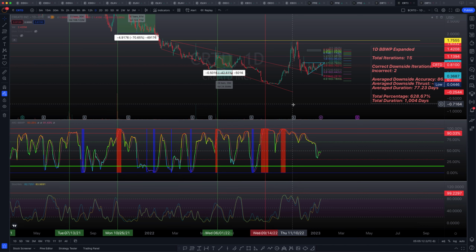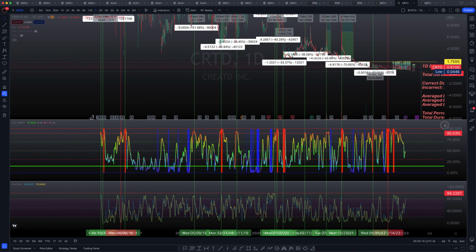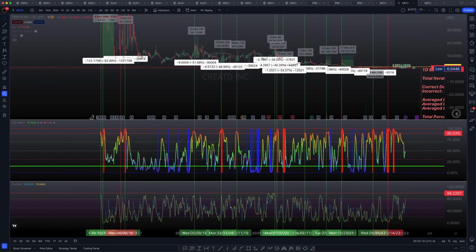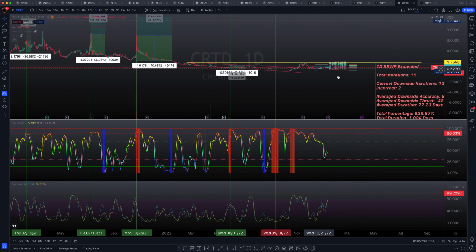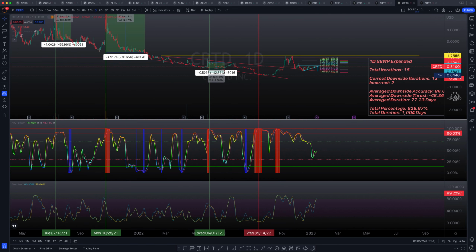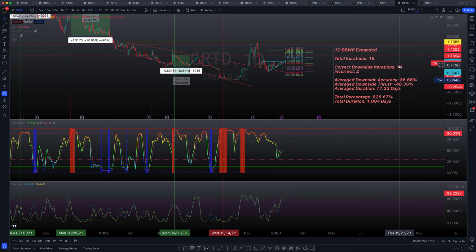Okay, so this is particular to the downside. I've taken those iterations throughout the entire trading history of it. Those are all my notes there. What I can say is very interesting, actually: out of a total 15 iterations, 13 were guessed correctly to the downside. That gives us an average downside accuracy of about 86.66%, which is pretty substantial.